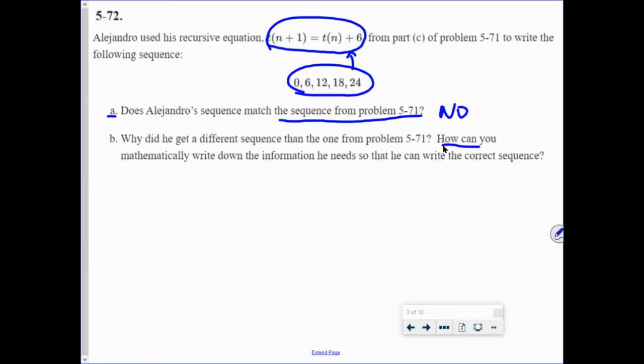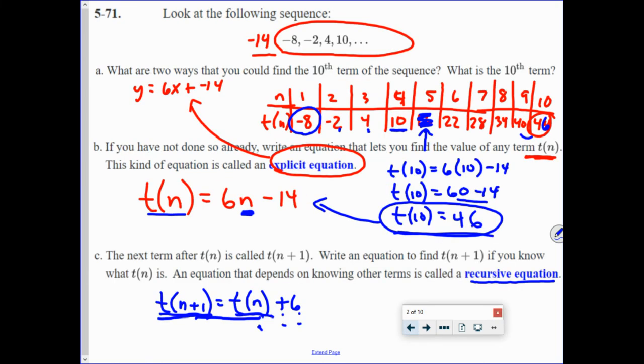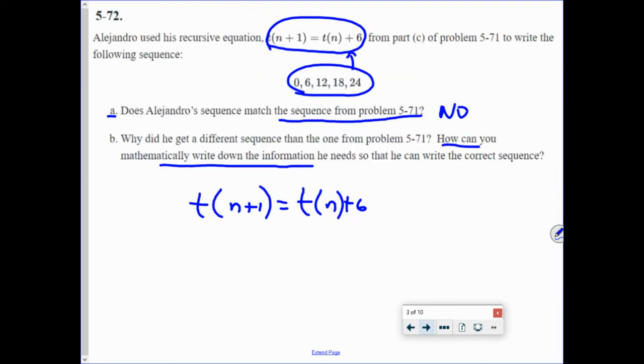So how can you mathematically write down the information he needs so that he can write the correct sequence? If I wanted the sequence that I saw yesterday in the previous problem, I want T of n plus 1 equals T of n plus 6, but I want that to work only for this sequence. I want to be able to tell you what you're going to do. What else could I say? What could I do to convince someone to write mine and not the one up there?